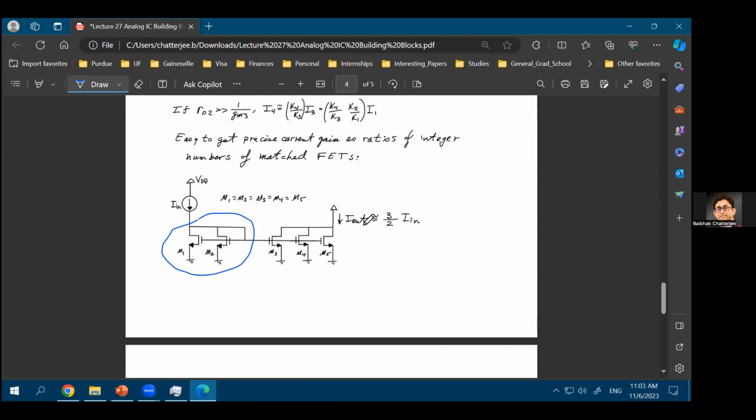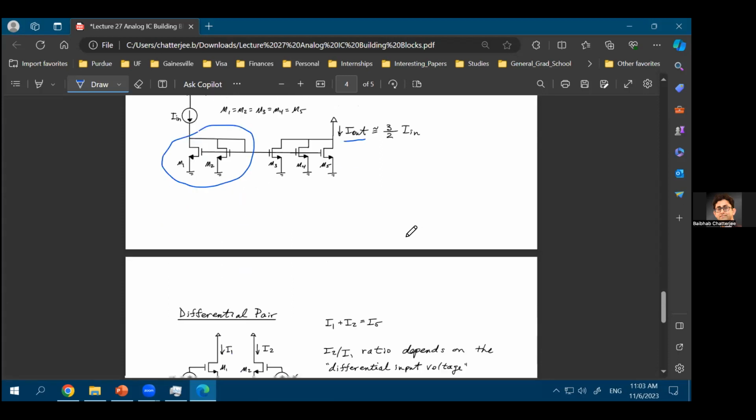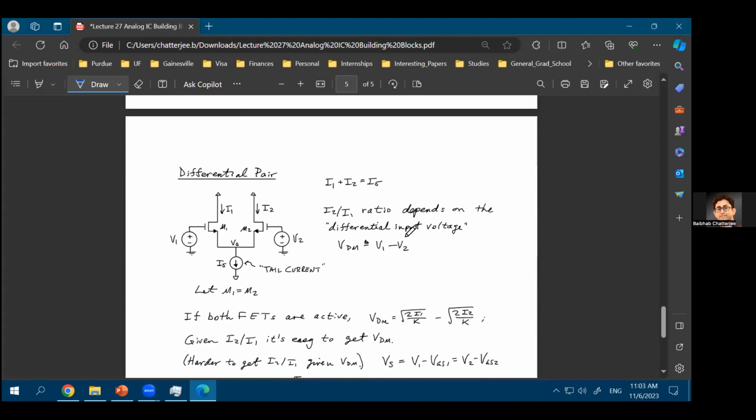So the ratio of currents in this case is 3/2 times the input current. Because at the output side, you have 3 of them, at the input side, you have 2 of them, and all the transistors have the same width W. If that is the case, then I out will be 3/2 times I in. All right, so that's all about current mirrors that we wanted to discuss.